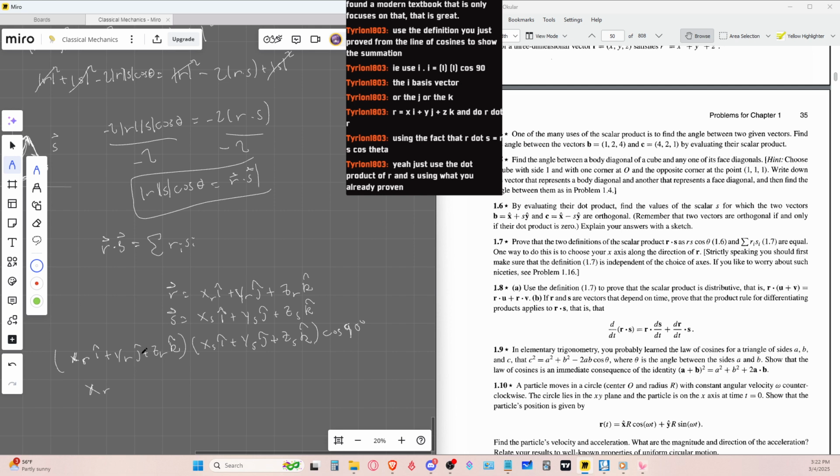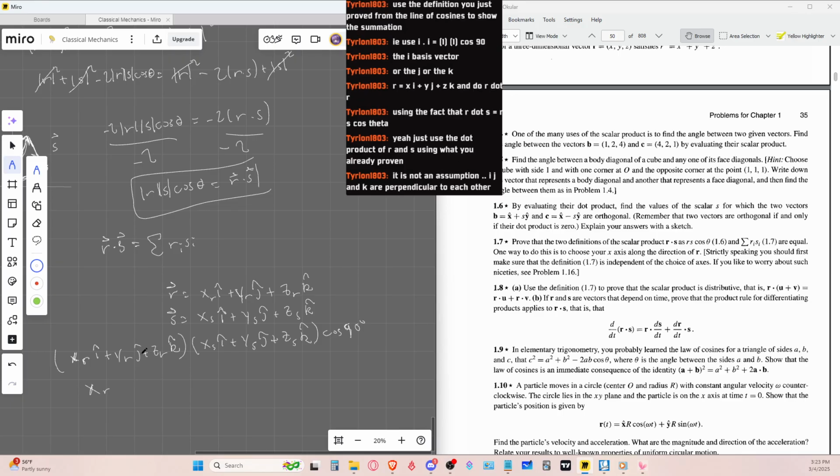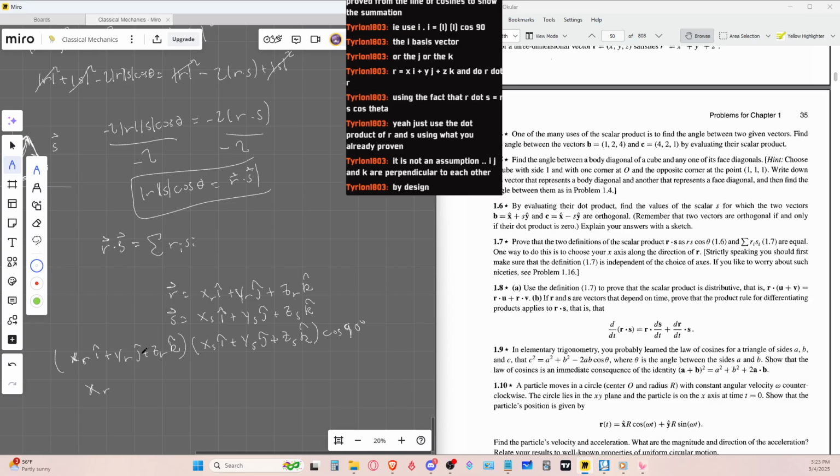Right, yeah. Wait. Is it safe to assume that? I mean, I know it logically, based on my experience with the dot products, because they're 90 degrees. Yeah, I think that's a fair assumption. Yeah, just use the dot product. It's not an assumption, they are perpendicular to each other, right? Yeah. So okay, now I see where it comes from.